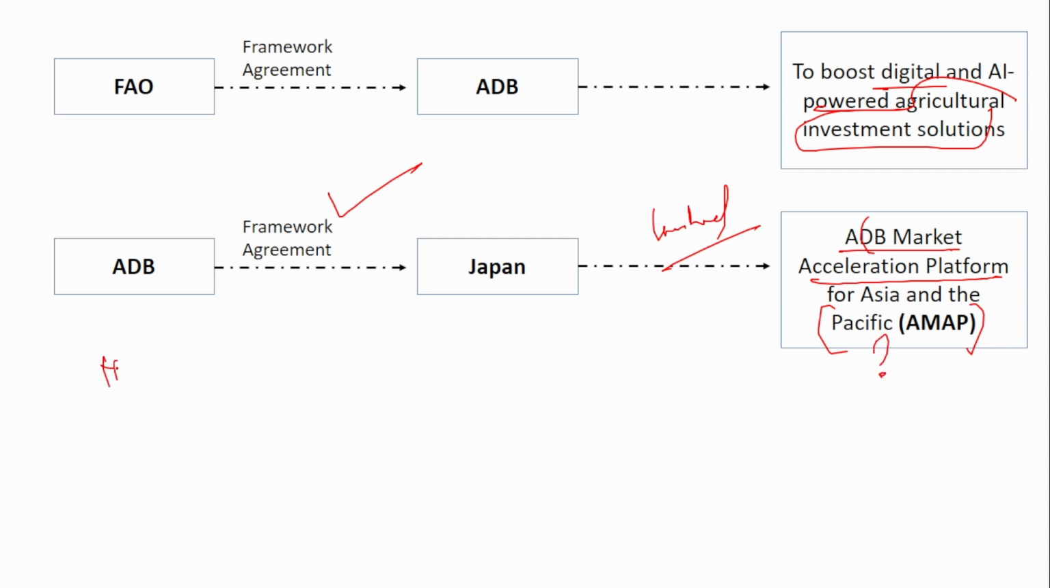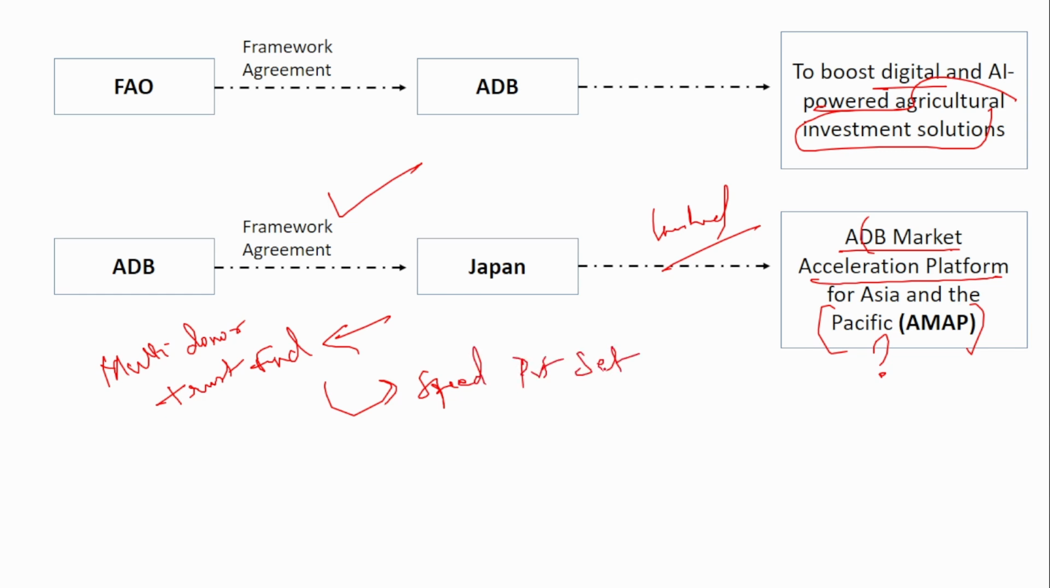If you see, it is a multi-donor trust fund. So various organizations, various countries will come and donate their money in this fund, and this money will be used to speed up the private sector development. Just by government investment, the country will not grow, right? So the private sector plays an important role in the development of countries. That is why it is very important to push the private sector. For that purpose, this money will be put into use.